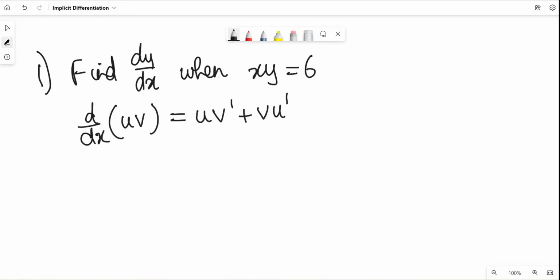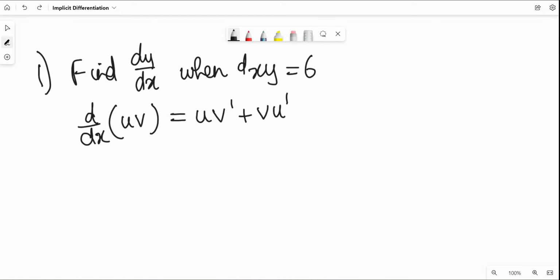Please go watch that if you want to recap. And you can use this formula for xy because you can say u is x and v is y. So what you get when you plug it into that, and let's say we want to differentiate this whole equation.